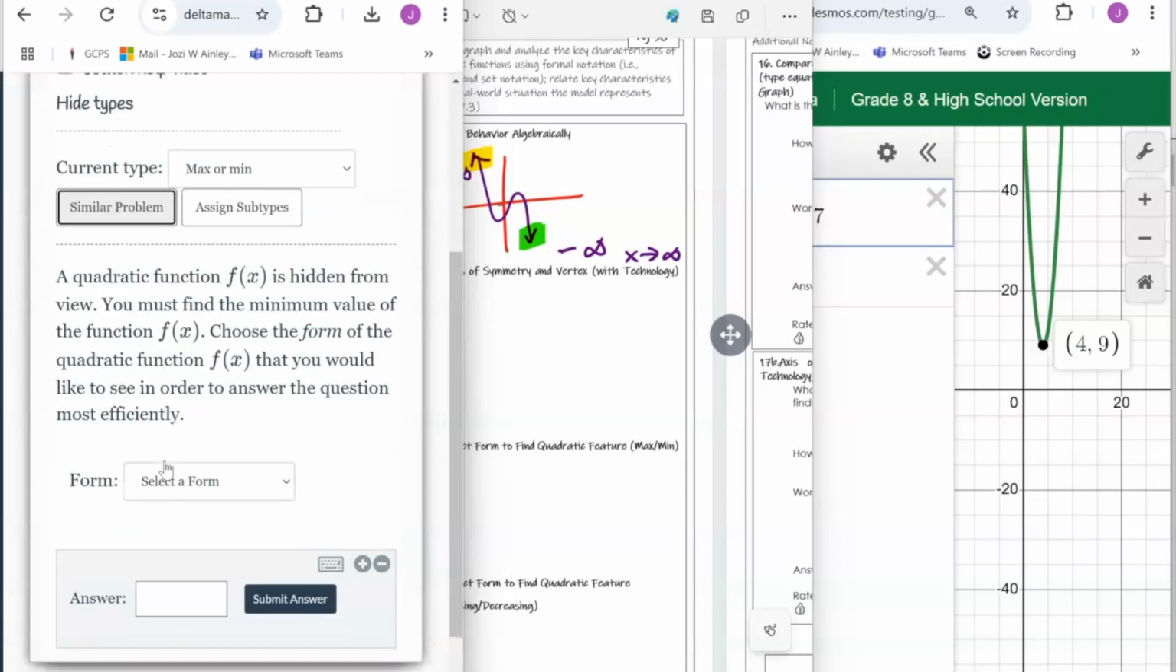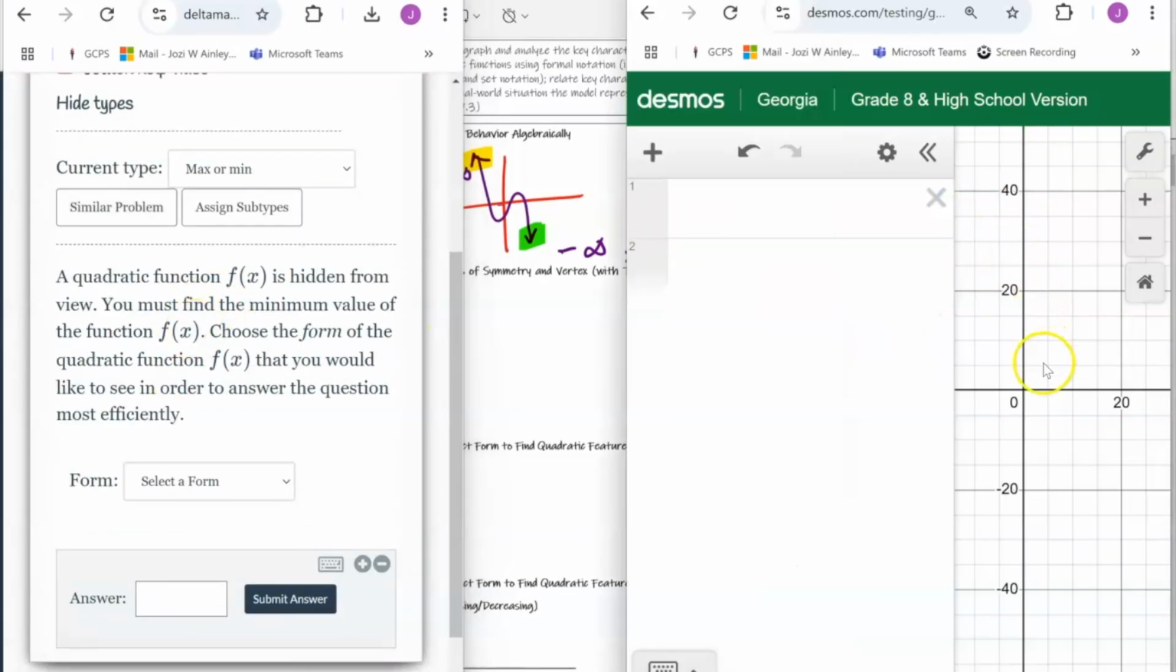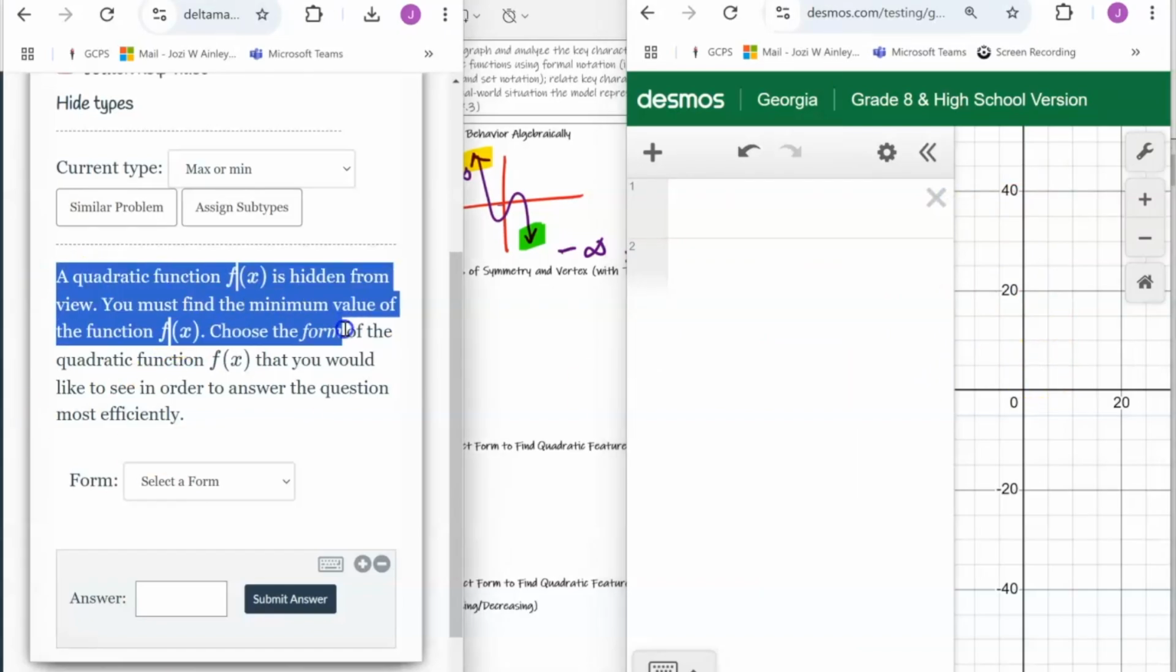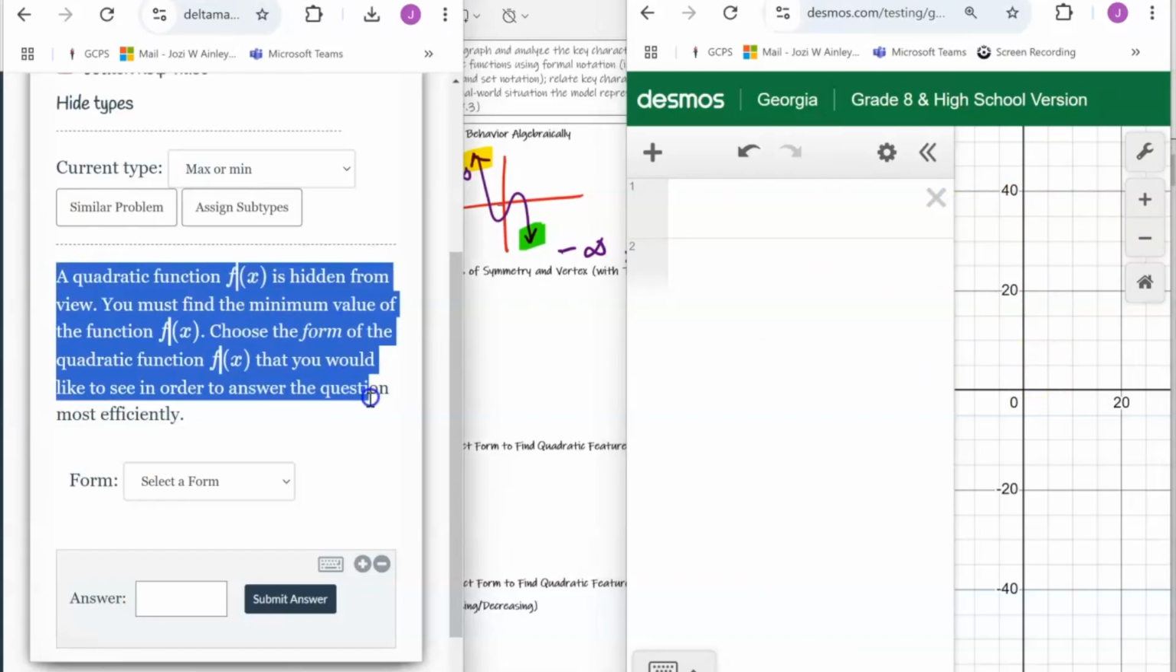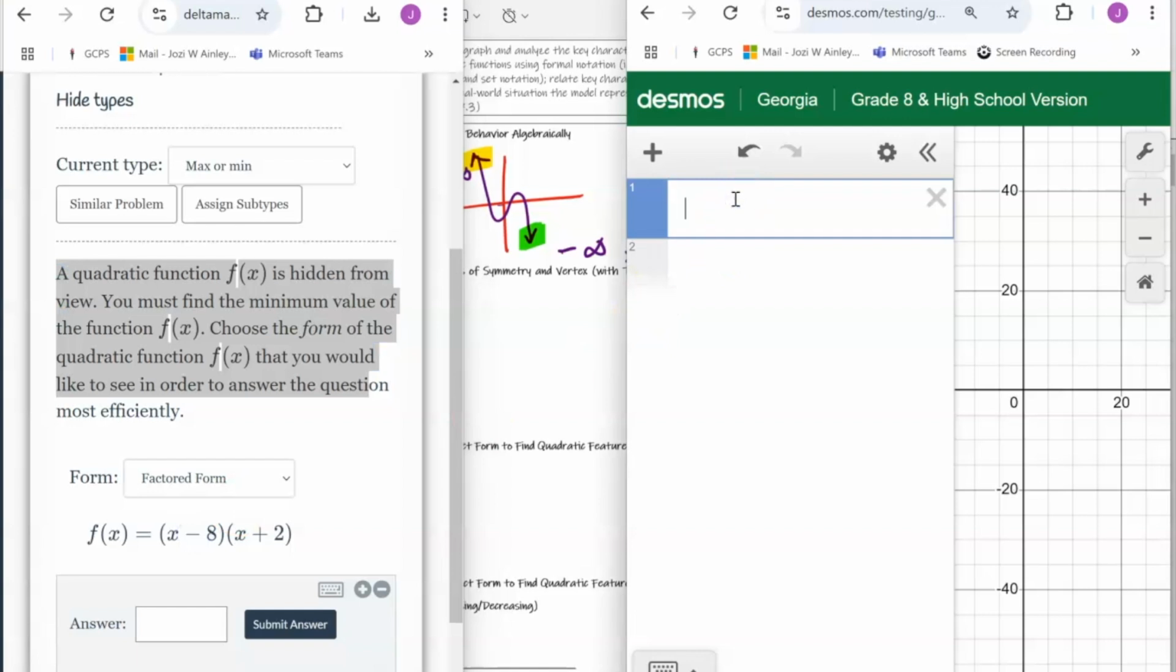All right, it doesn't matter. So all you have to do is just type it into here and see what it looks like, then go find it, okay? So it says it's going to be hidden from my view, and I have shown you how to do it by hand, but right now I'm doing it by calculator. So the form doesn't matter because whatever form it is, I'm just going to put it in the calculator and look. Okay, so if you remember how to do it by hand, that's fine. But if you don't, you're just going to type it right into the calculator.